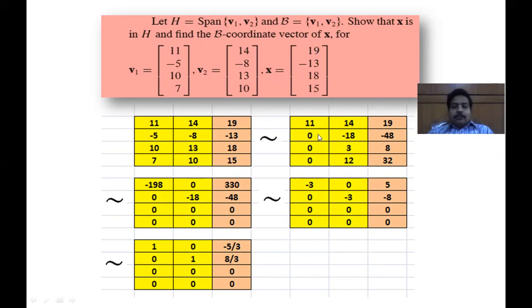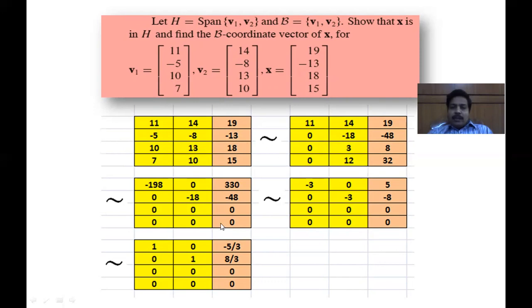Using this one, I'm making these zeros, and using this minus 18, the remaining three entries are made zeros. And after simplification, minus 305, minus 3, minus 8, and the remaining are zeros. And if it is converted into reduced echelon form, this will be 1 0 minus 5 by 3, 0 1 8 by 3.